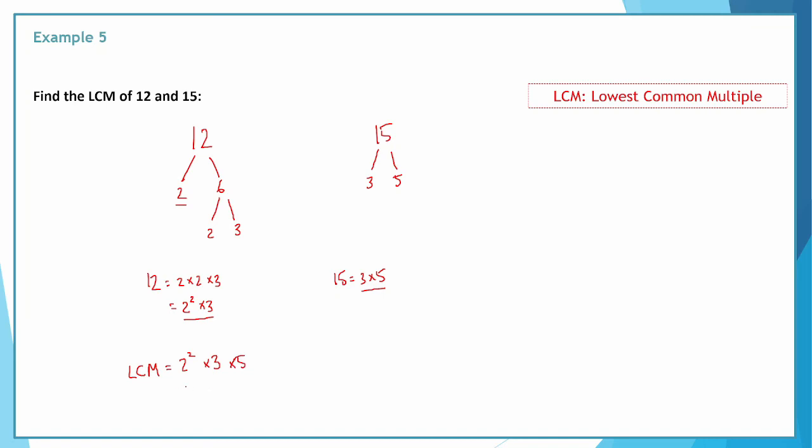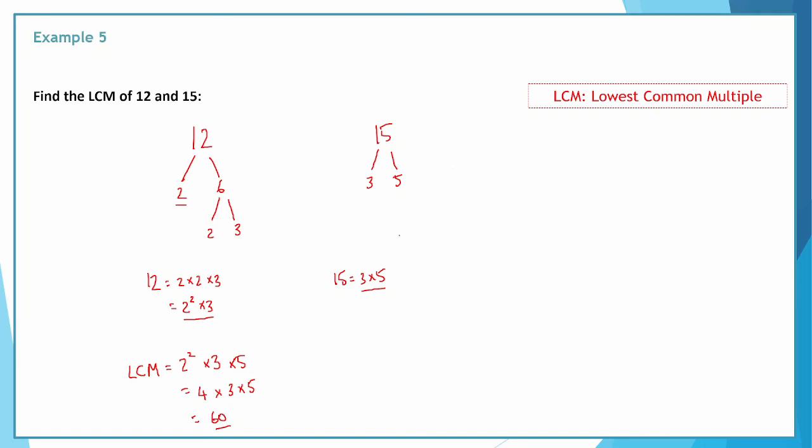And then we're going to multiply this out. So we've got 2 squared, which is equal to 4, times by 3, times by 5. And that is going to give us a total answer of 4 times 3 is 12, times by 5 gives us 60. So we know the LCM between 12 and 15 is 60.